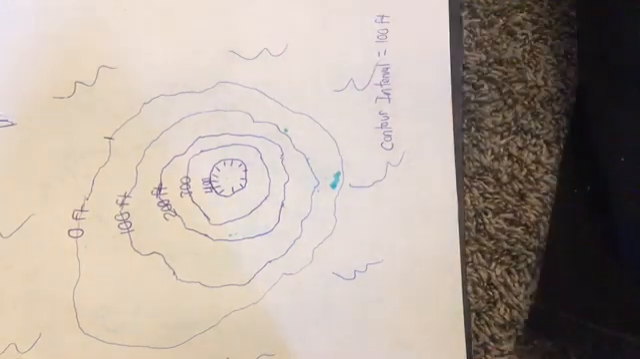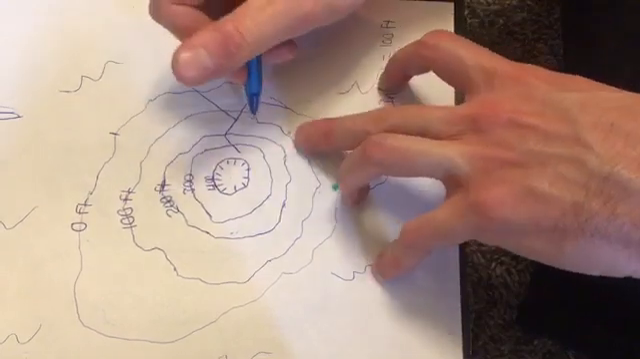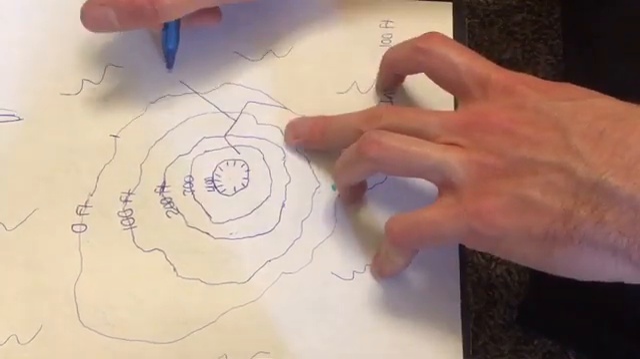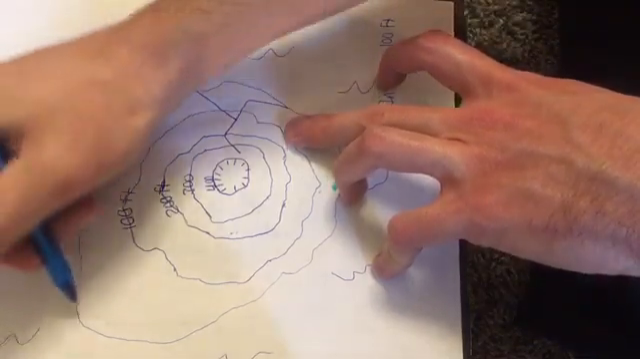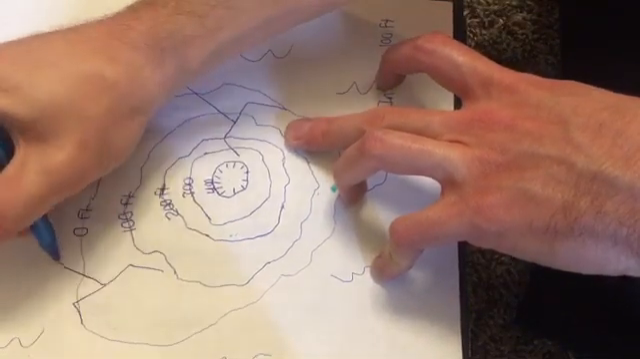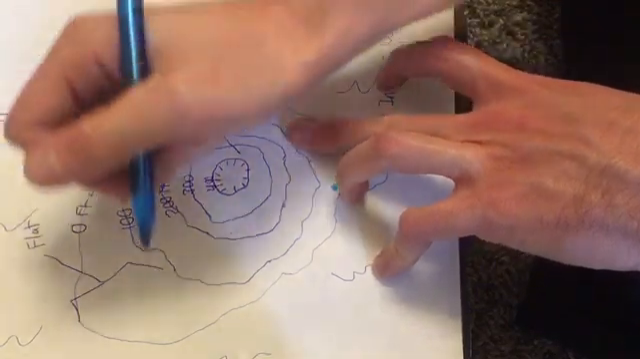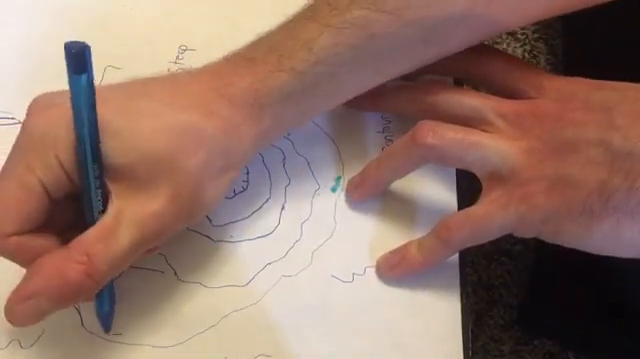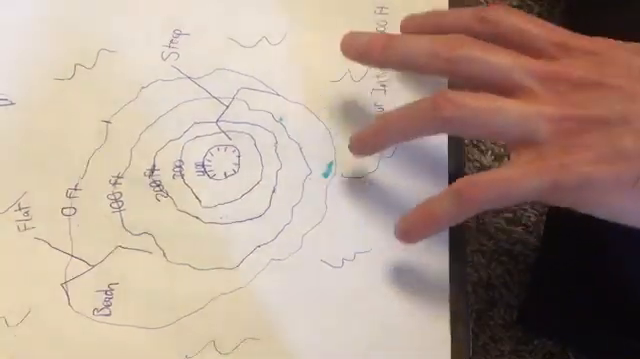Now, real quickly, I want y'all to notice over here, the lines are close together. That means it is a steep slope. Over here, the lines are really far apart. That is a relatively flat area. It's a flatter area. So right here, you might get a beach. So that's a beach area.